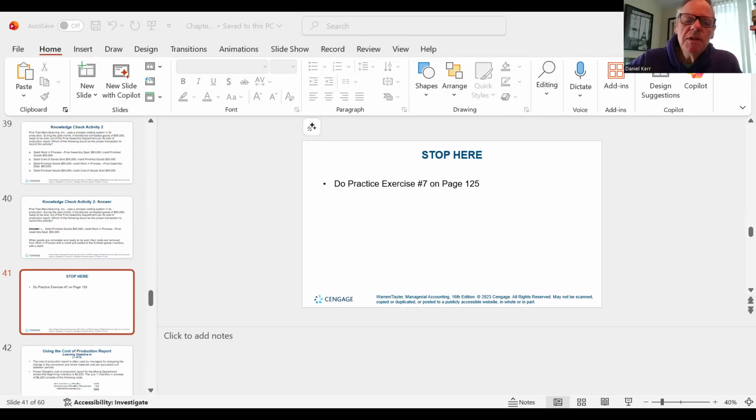Part B was to determine the balance of work in process filling at the end of the period. Remember when I had the slides up, I had all the different T accounts, and you probably looked and said, oh my God, how am I going to keep track of all that detail? Well, we're not asking you to keep track of all that detail here. We're asking you to determine the balance in the work in process in the filling department at the end of the period.